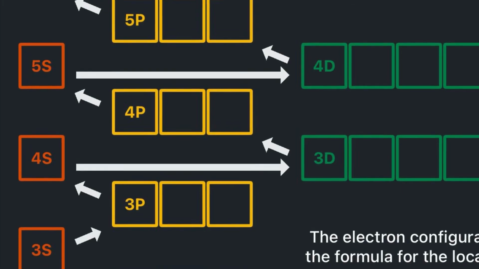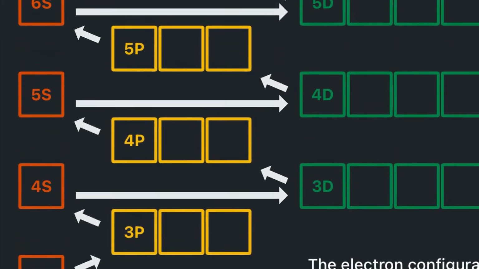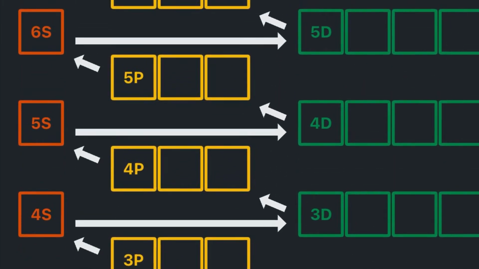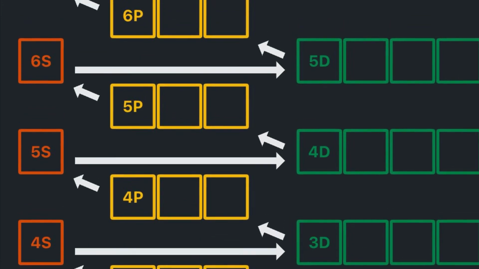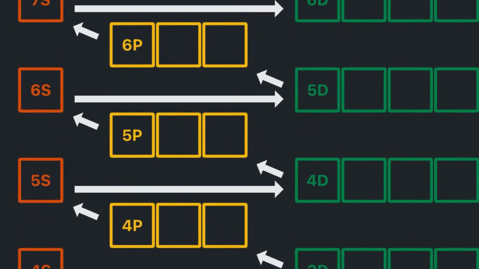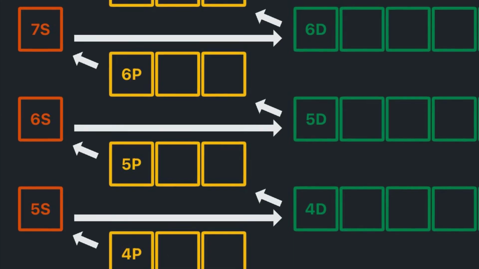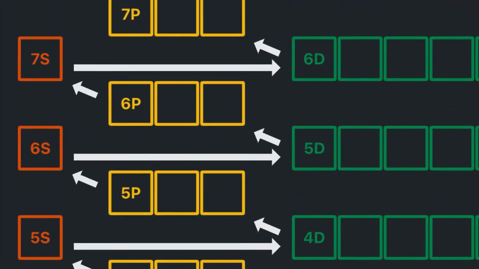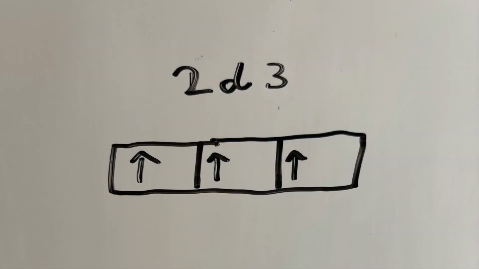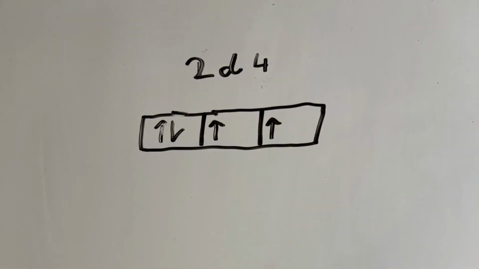But just a quick parish notice, always put the smaller number first in the answer to a question, even if your 3Ds aren't fully filled, always put them before your 4s, unless 3D just doesn't exist. Now, another thing you'll need to remember is to fill singly before you fill pairs. So here you have 2p3, which has 1 arrow in each box, and when you go to 2p4, then you start pairing up, and if they have opposite spins, they need to go in opposite directions.